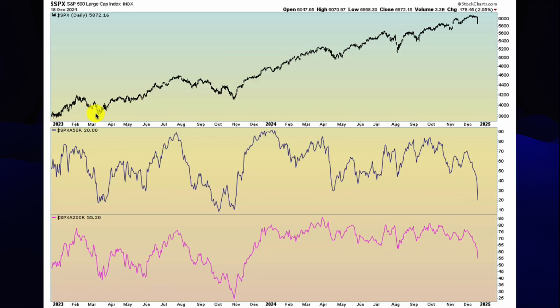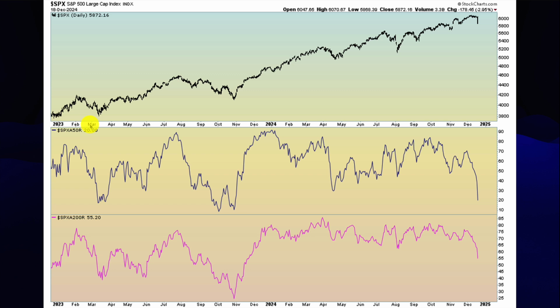Let's take a look at another way of looking at breadth. We shared this one yesterday, but look at the reading now. The percent of stocks above the 50-day moving average in the S&P 500 is 20%. Put another way, 80% of the stocks in the S&P 500 are below their 50-day moving average.